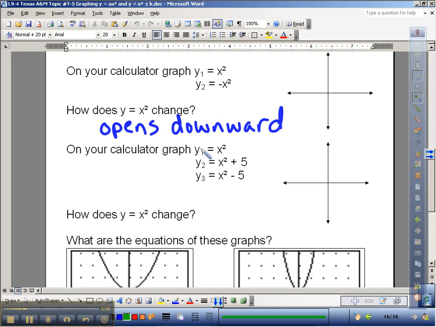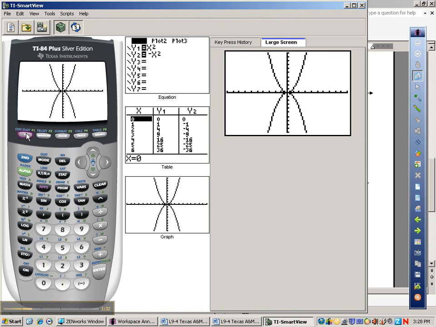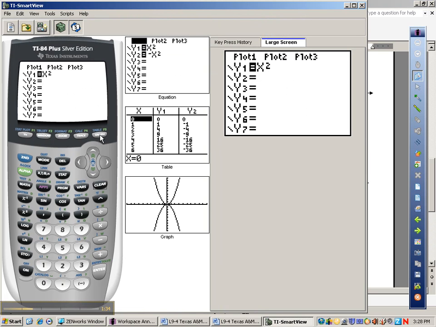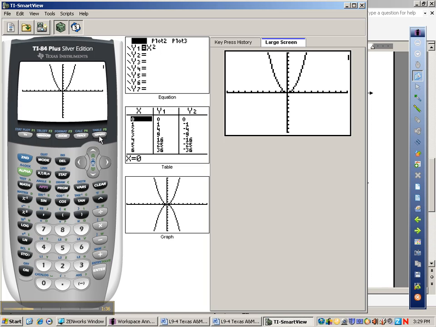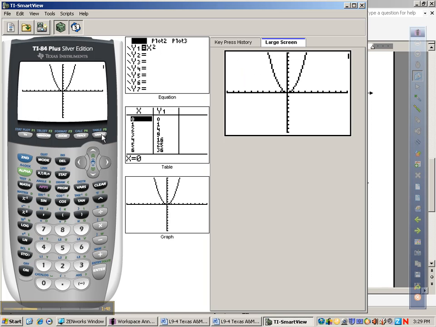Here's the next little thing we're going to do. We're going to go back to our parent function, and then we're going to graph y2 equals x² plus 5, and then y3 equals x² minus 5, and look to see what happens. Let me switch back to my calculator. I'm going to clear that one out. So I'm back to my parent function. I'm going to go in here, y2. It said x² plus 5. Graph that, see what happens.